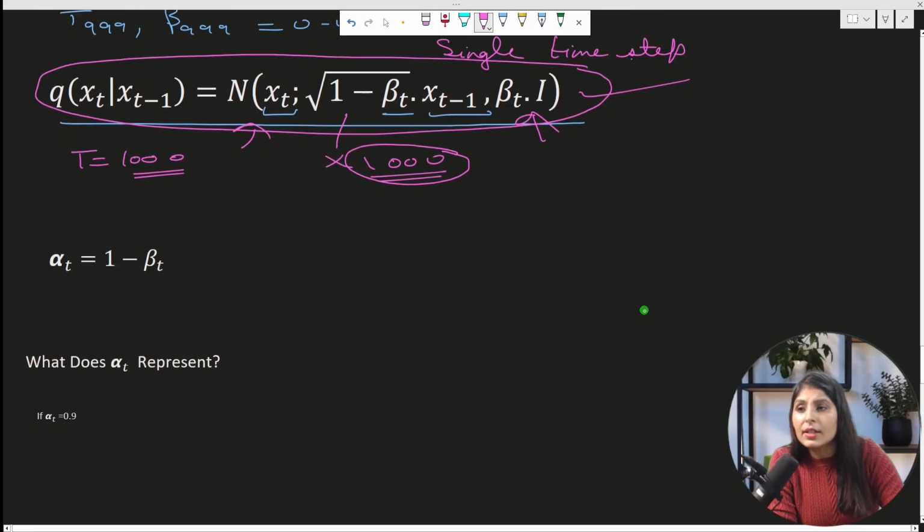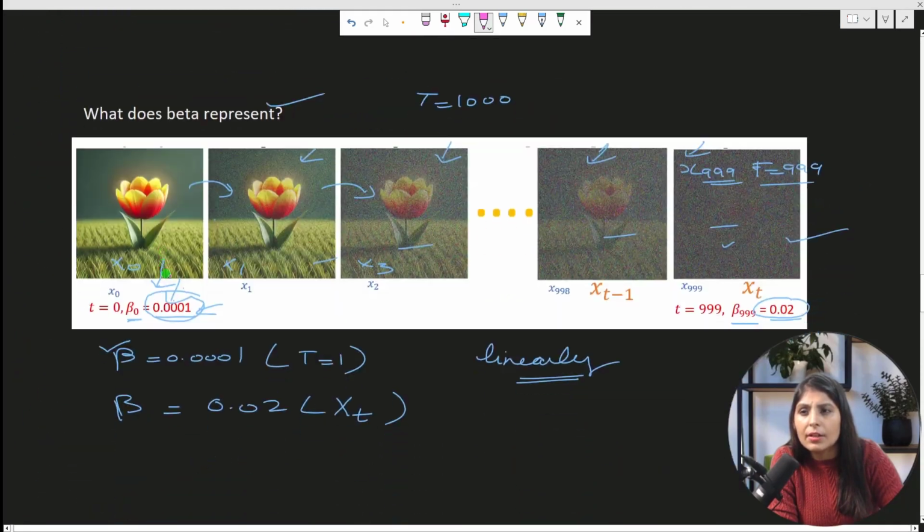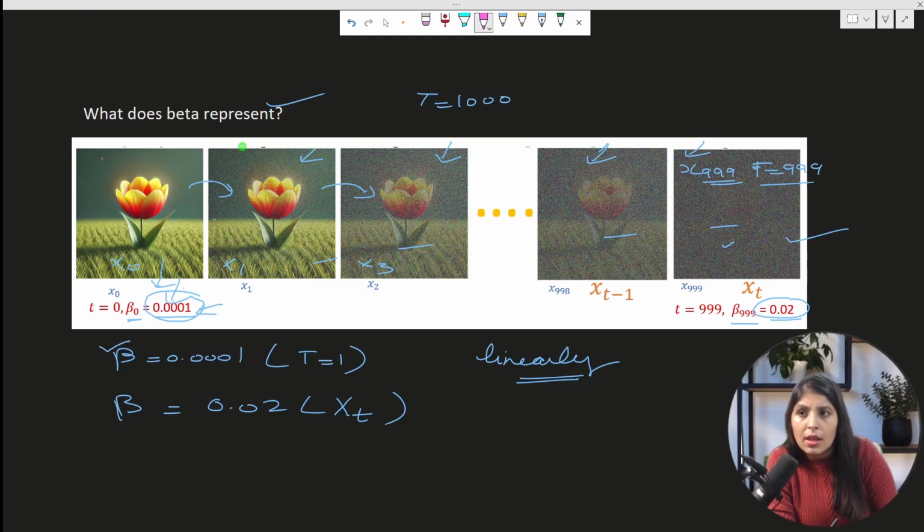So for that, guys, this is the one thing which we are going to add. What is this? This is alpha t, which is 1 minus beta t. Now what does alpha t mean? Alpha means how much information is there in the image. Okay, let's go up here. See, this is the input image. At time step 1, this is what we get. We added a little noise to it. There are two things. We have discussed beta over here. Now we are going to talk about alpha also.